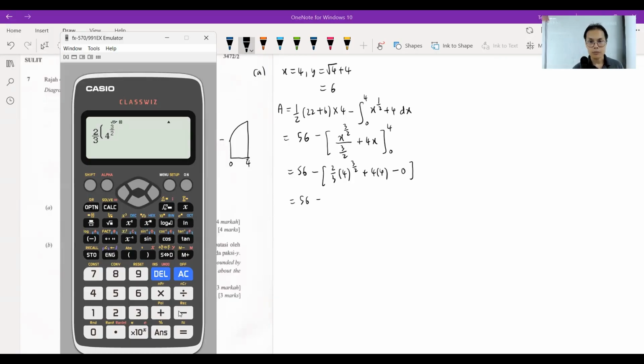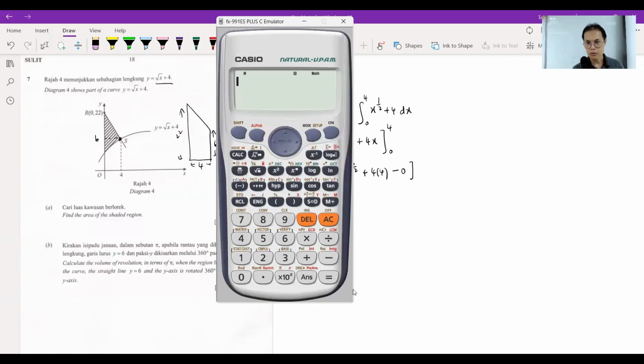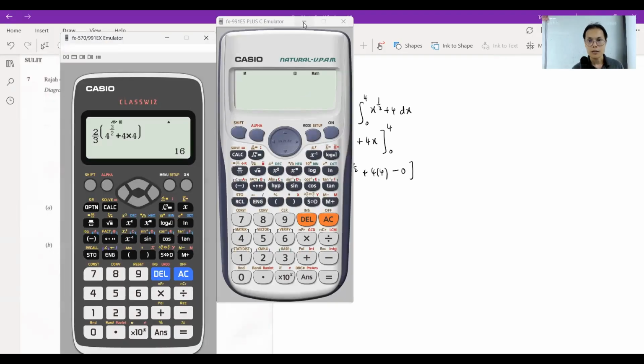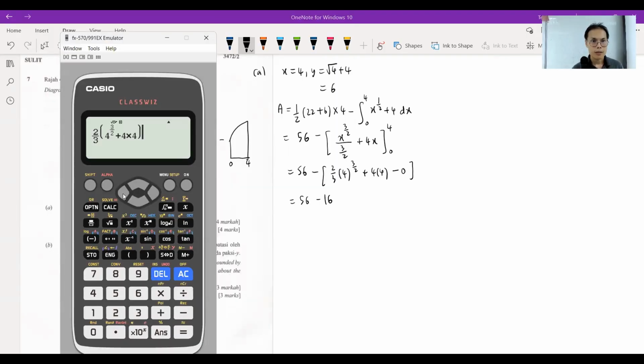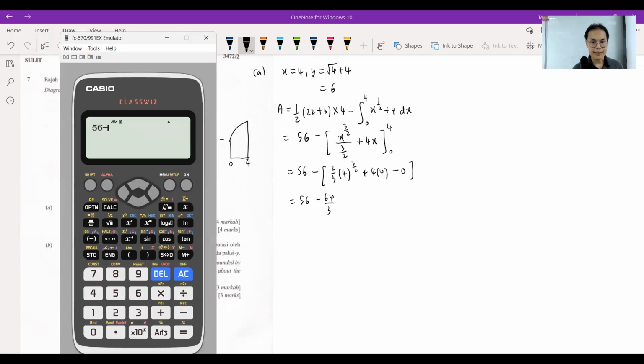Then I will plus 4 times 4, 16. So this answer is still 16, right? I hope I didn't make any mistake here. Wait, sorry. I think I missed out a 2. I added a bracket at the wrong place. The 2/3, there's no bracket here. Remove the bracket. Yep, it's a multiply. Your answer is 64/3, right? Use your calculator. Take 56 minus this answer.